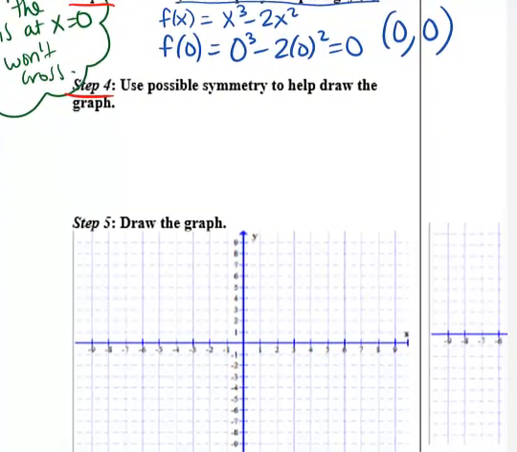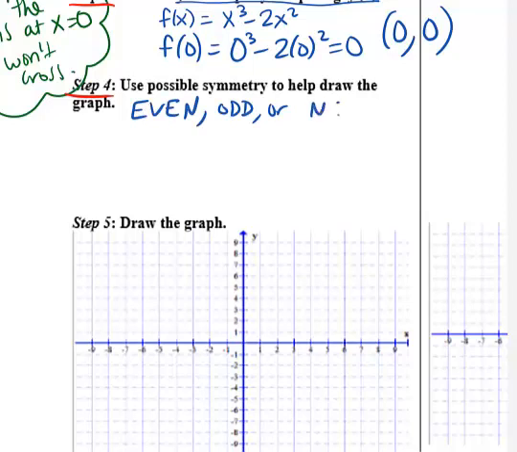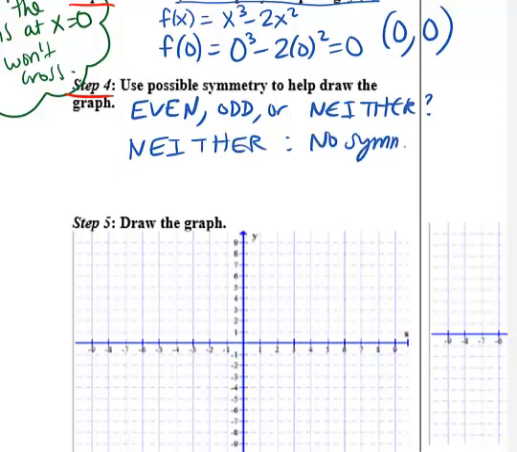And then if possible, use symmetry to draw the graph. This is where you would have to dig back deep into chapter 2, where we asked: is this an even function, odd, or neither? This is where you replace x with negative x and see what happens. This one actually happens to be neither. It's not even or odd, so there's no symmetry. Sad. Sometimes symmetry helps you graph it, but a lot of these won't have symmetry at all.